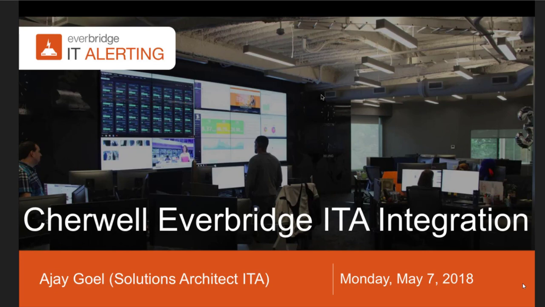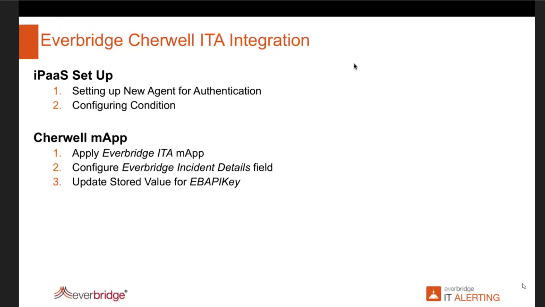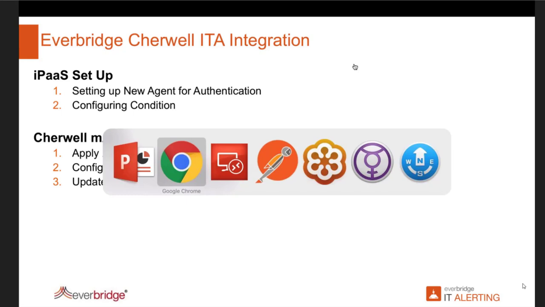Today we'll be talking about integration of Cherwell ITSM system with Everbridge. There are two things that we need to do to make the integration work. One, we have to set up Everbridge's iPaaS, which is Integration Platform as a Service setup, which is two steps: creating an authentication and creating a condition that determines when the incident is going to get launched. And then we are going to go to the Cherwell side and import a map, and we'll go from there.